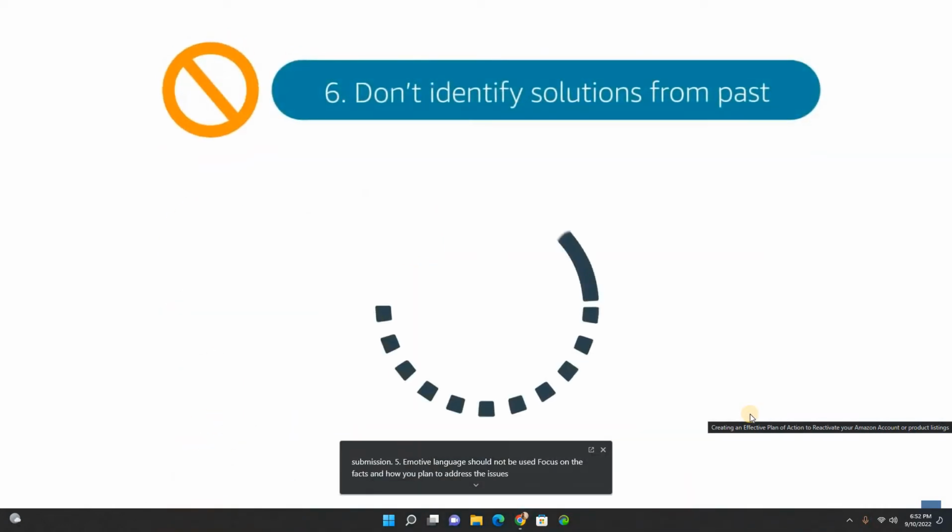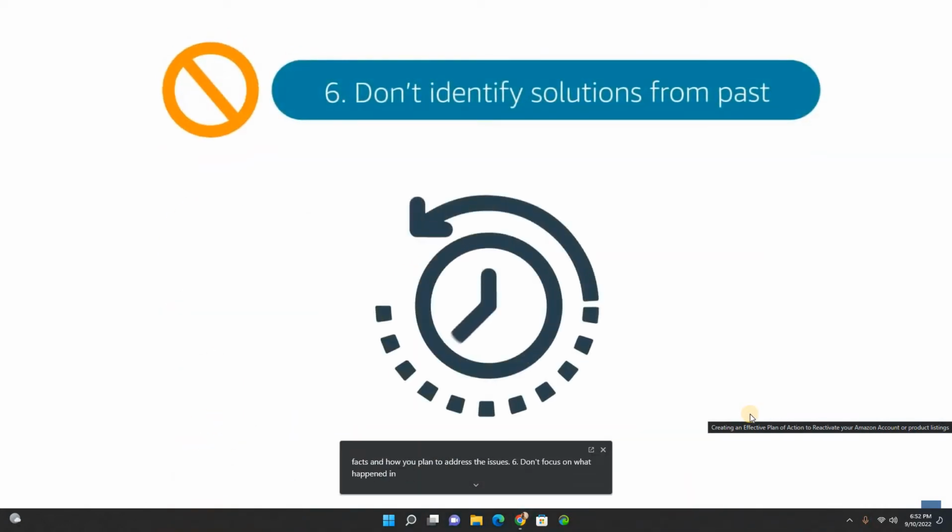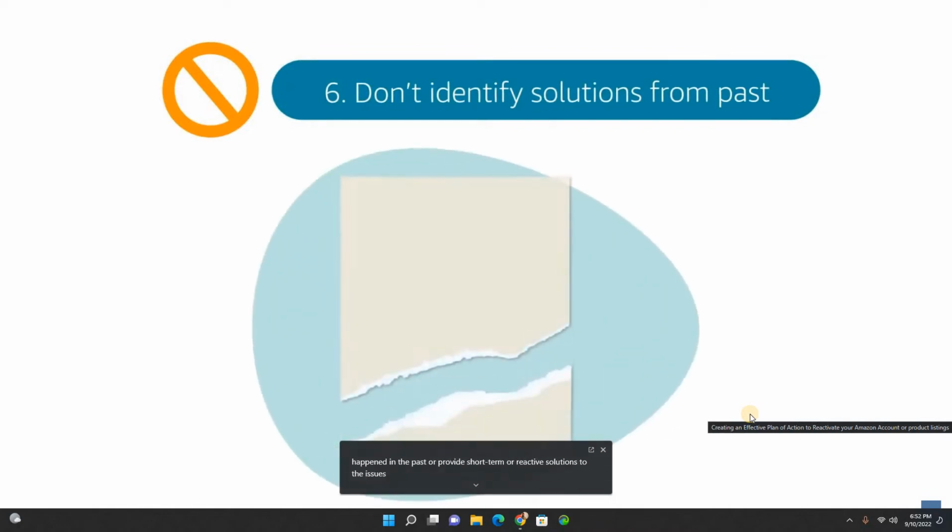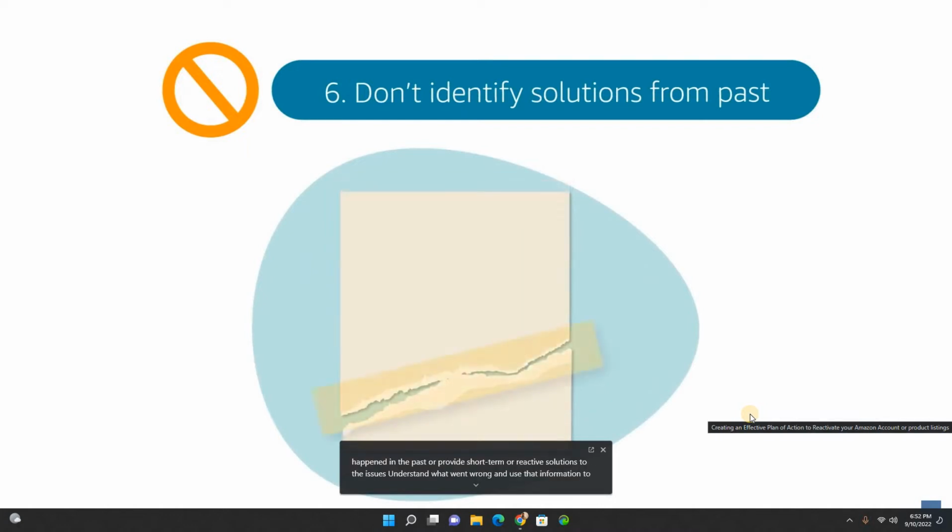Now Great Homes have found a niche they want to investigate, so they can click through to the niche details to learn more. The first tab allows them to identify and deep dive the products within the niche. Don't provide short-term or reactive solutions to the issues. Understand what went wrong and use that information to prevent the same issue from happening again in the future.